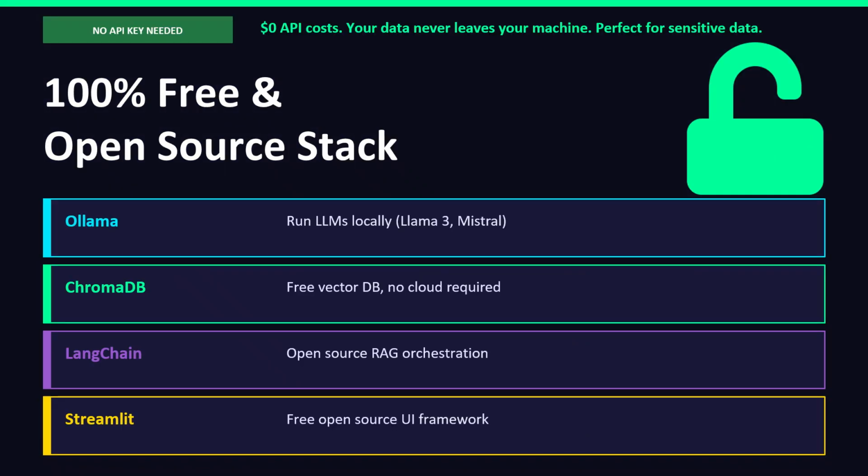One more thing before we wrap up. You don't even need an API key to run RAG. Ollama lets you run Llama 3, Mistral, Gemma all on your local machine. Free, private, fast. ChromaDB is already free and local. LangChain is fully open source. Streamlit is open source. Put it all together and you have a complete RAG system that costs $0 to run and keeps your data 100% on your machine. For healthcare, legal, finance, anywhere data privacy is critical, this open source stack is a game changer.